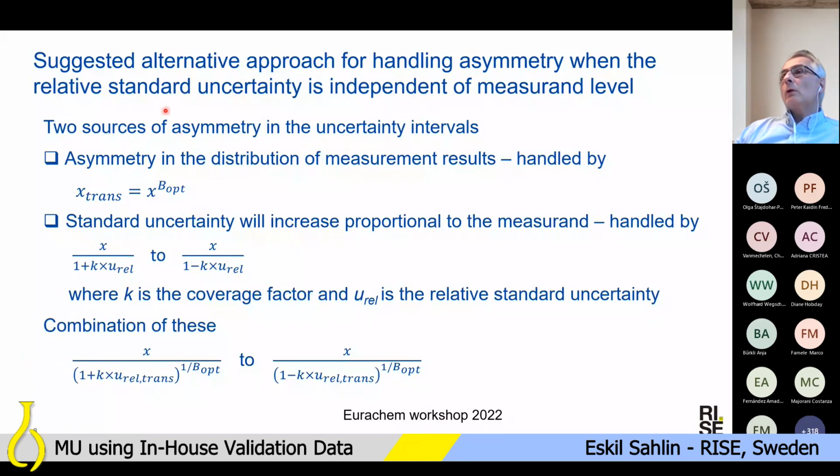Now we are going to construct an uncertainty interval. The asymmetry in an uncertainty interval will actually come from two sources here. We will have asymmetry in the distribution of the measurement results, and that is handled by this expression, as we have seen.